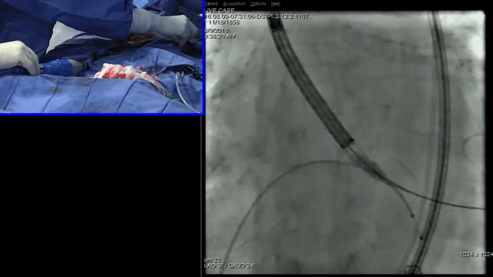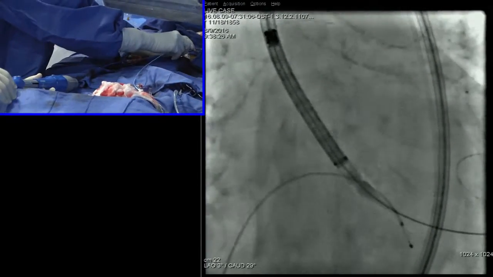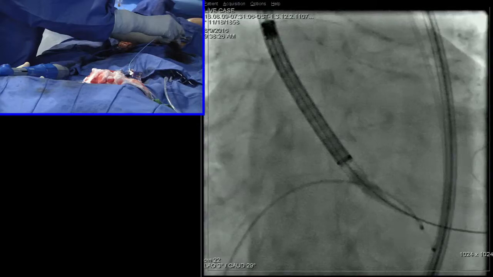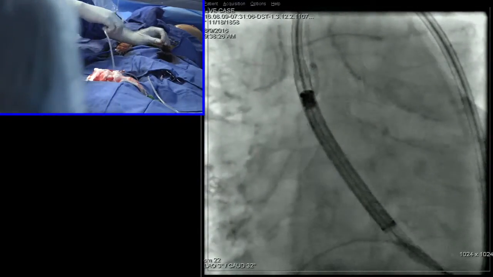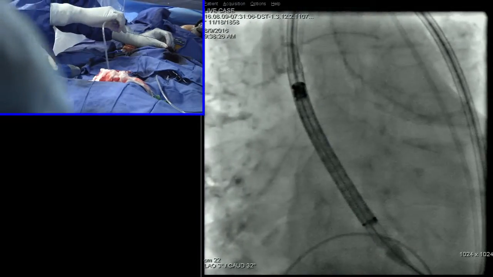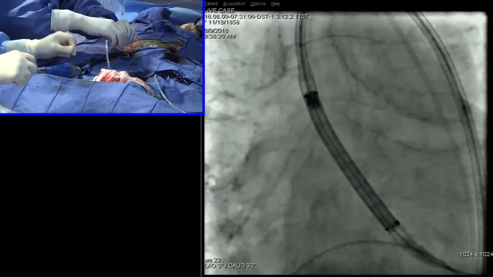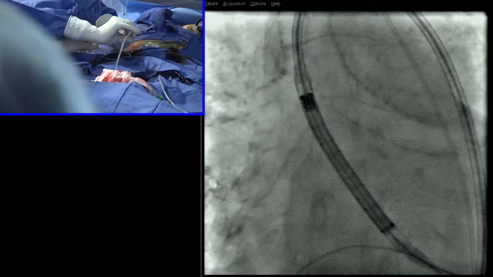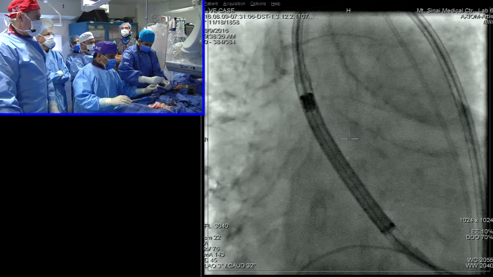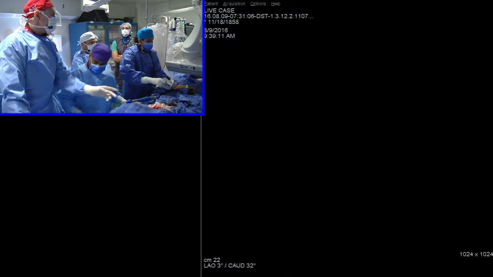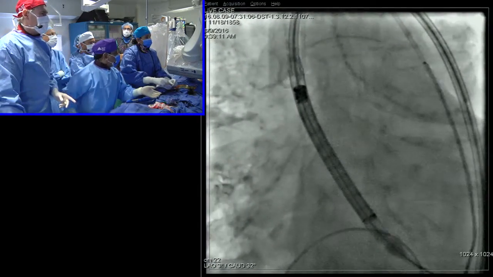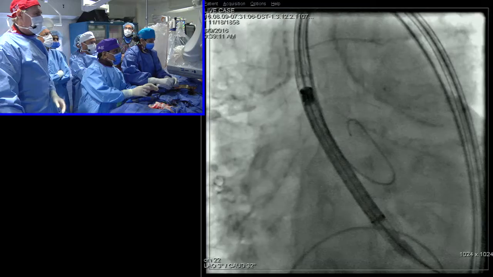So now we are ready with the Evolut. Everyone knows their assignment. You have to pull back, you need a wire, give the wire. It's not uncommon, when you advance all these devices, that your pigtail, which was in a good position in the aorta, moves. It's too much magnification. What's that little sheath? Okay, the sheath is coming out.